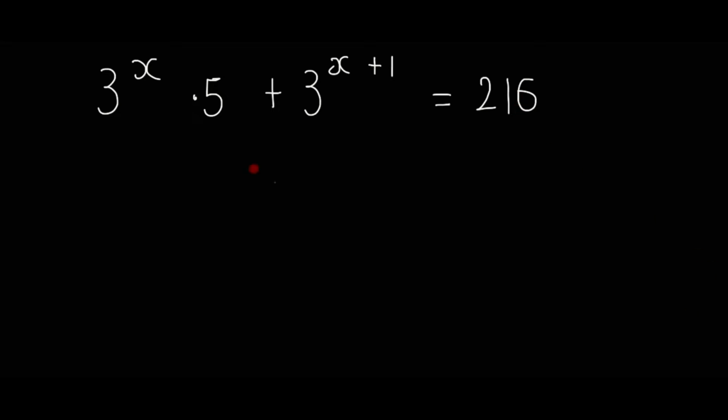And now let's say we have 3 to the exponent x times 5 plus 3 to the exponent x plus 1, and then is equal to 216. Still you can see that our variables are in the exponents and the bases are different numbers. Always when you want to solve for a variable in an exponent, we expect those bases that carry the exponents to be the same. In this case you can see that this one and this one are the same.